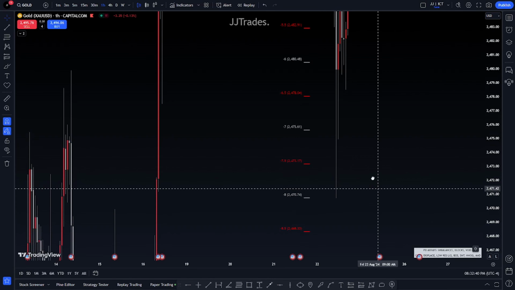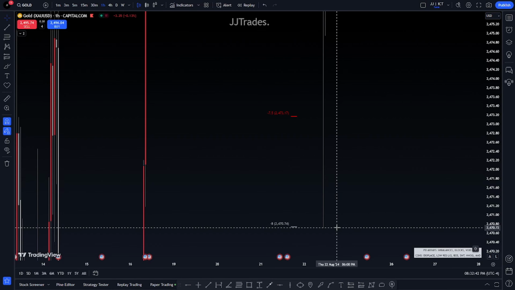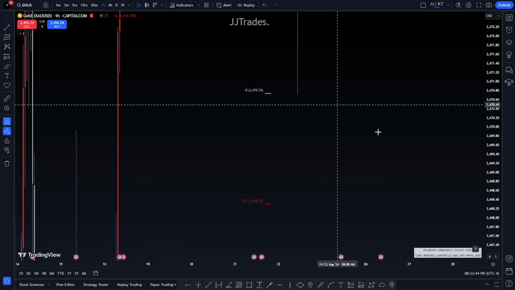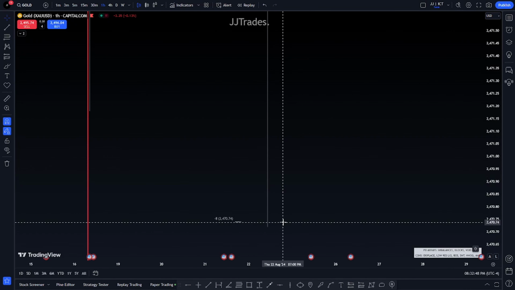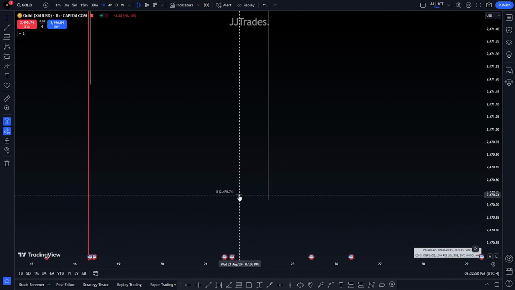This is actually amazing for me to see in real time, because this isn't hindsight. I'm looking at this in real time. This is my first time drawing this standard deviation. Look at that. Right to it.